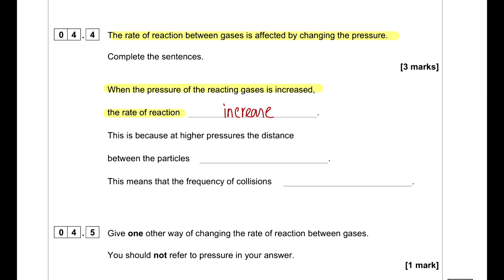Okay, so there are more reactant particles, they collide more often and thereby lead to a faster reaction. This is because at higher pressure the distance between particles is definitely going to decrease. This means that the frequency of collision obviously increases.